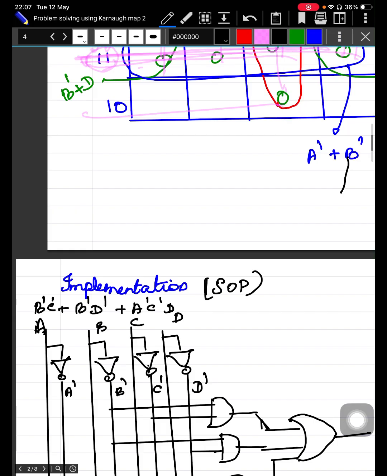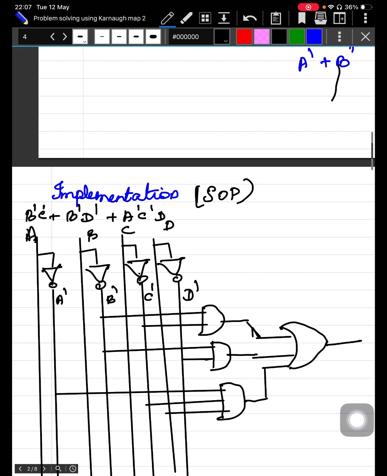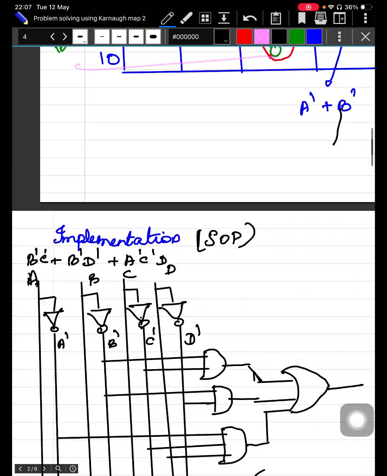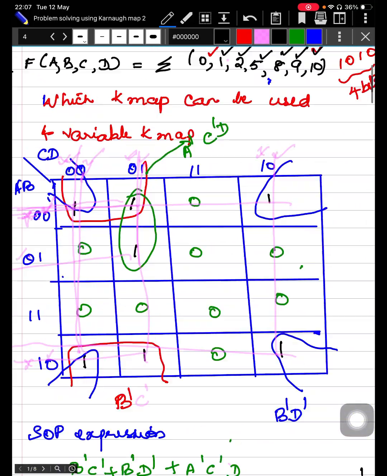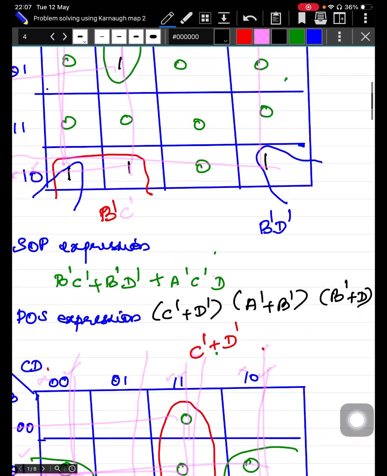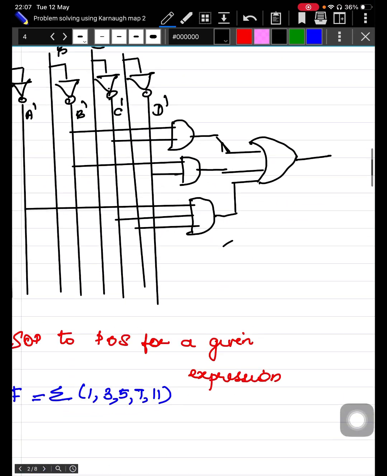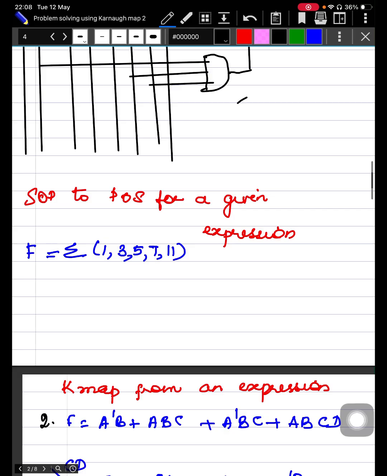In the same way, the only difference when you implement a POS will be that in the place of AND gates, you'll have an OR, and in the place of the OR, you'll have an AND, right? So this is how you'll implement the SOP and the POS. And from this same expression, I have got a SOP expression as well as a POS expression. So this type of expressions may be asked in your examinations, right?